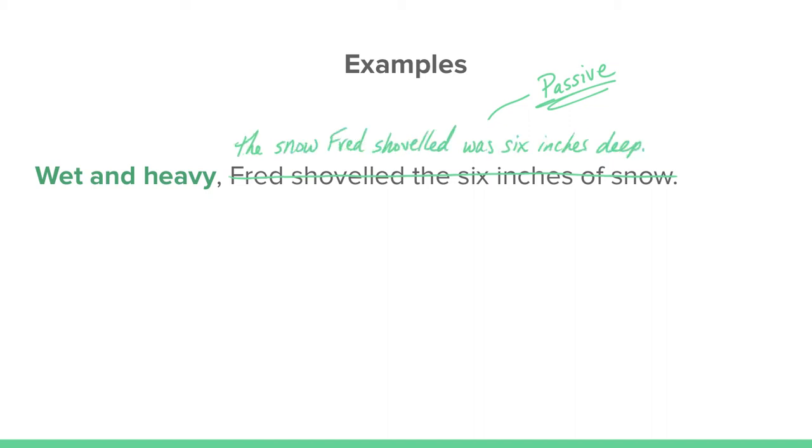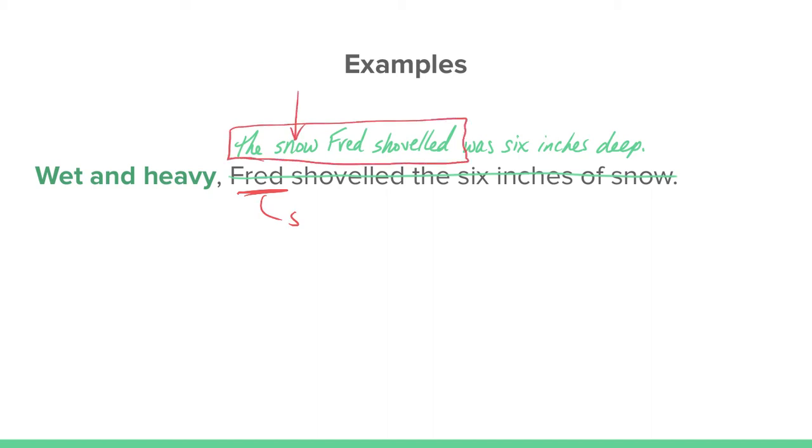So here's another option. Wet and heavy, the snow Fred shoveled was 6 inches deep. So now we've changed the subject from Fred to the snow Fred shoveled, the snow being your simple subject. So now this modifier does modify the subject and the sentence seems much better. There's another way to do it too, though.